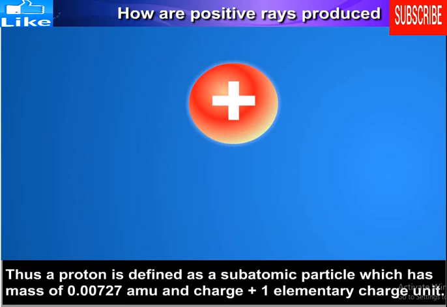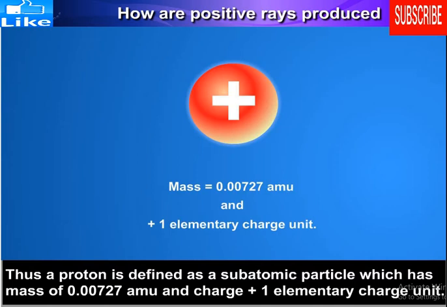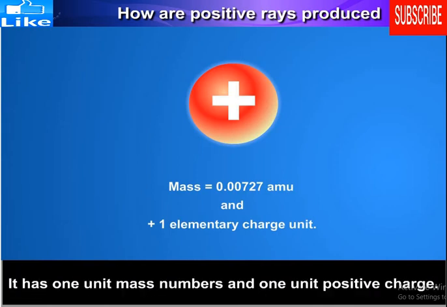Thus, a proton is defined as a subatomic particle which has mass of 1.00727 amu, and charge +1 elementary charge unit. It is 1 unit mass number, and 1 unit positive charge.